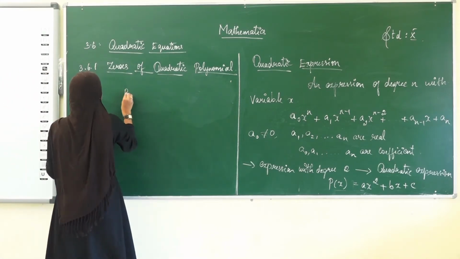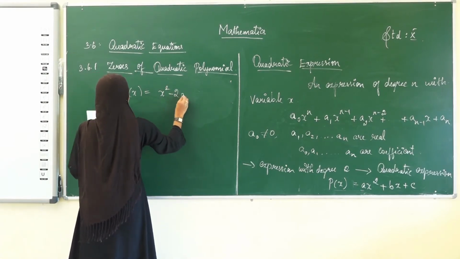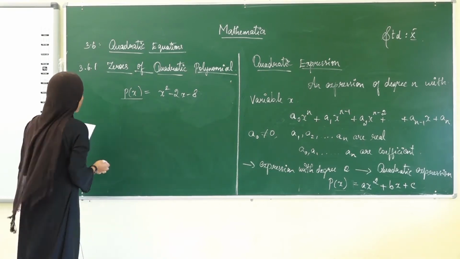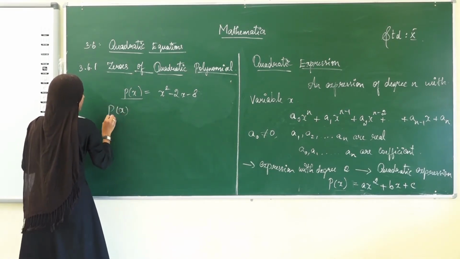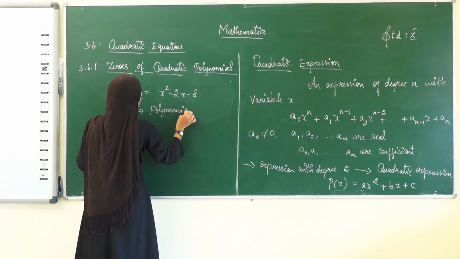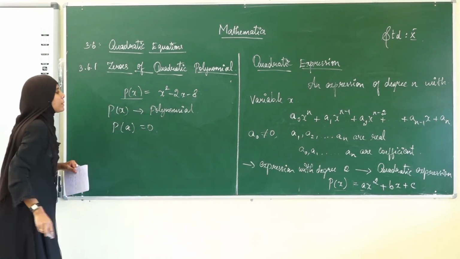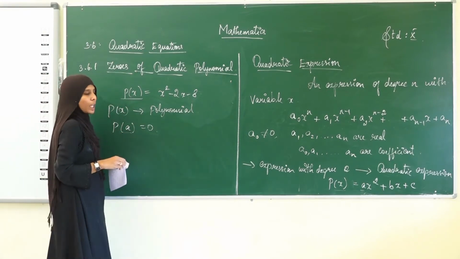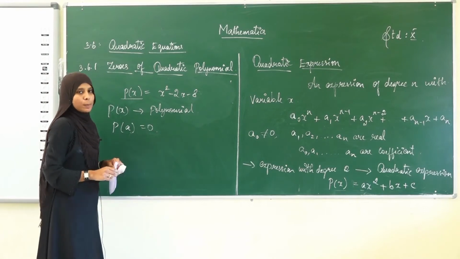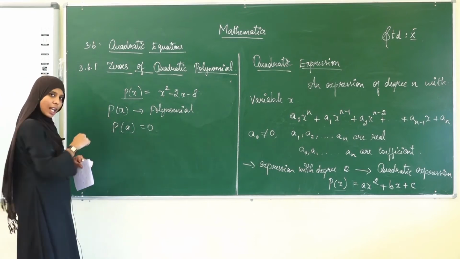Suppose let us take a quadratic polynomial, p of x is equal to x square minus 2x minus 8. Suppose p of a is equal to 0. That means instead of x we substitute the value a, and if on substituting the value a in the given expression the expression becomes 0, then we can say a is the zero of the polynomial or a is the root of the polynomial.